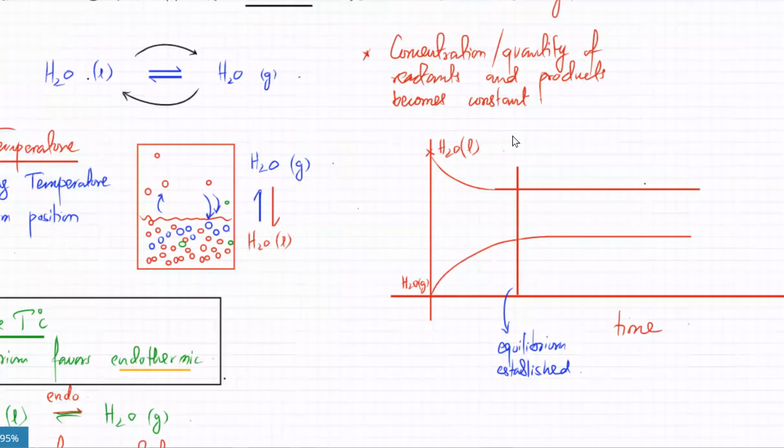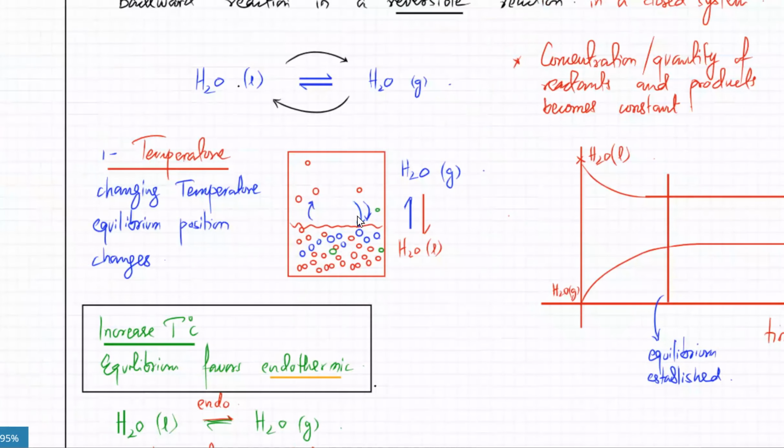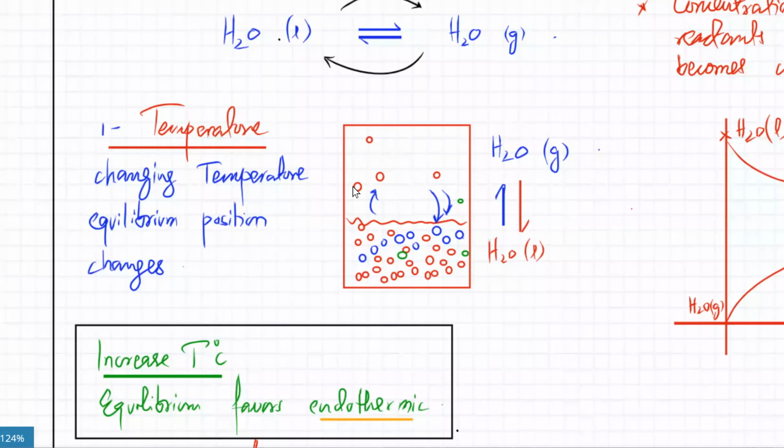ठीक है, हो सकता है ज्यादा water vapors form हो. ठीक है, maybe there's more liquid water, so the quantity will not be the same, but it would be constant. ठीक है, is that thing clear? Okay, it's going to be constant. Is that all clear? Yes or no? Is that clear? Yeah.